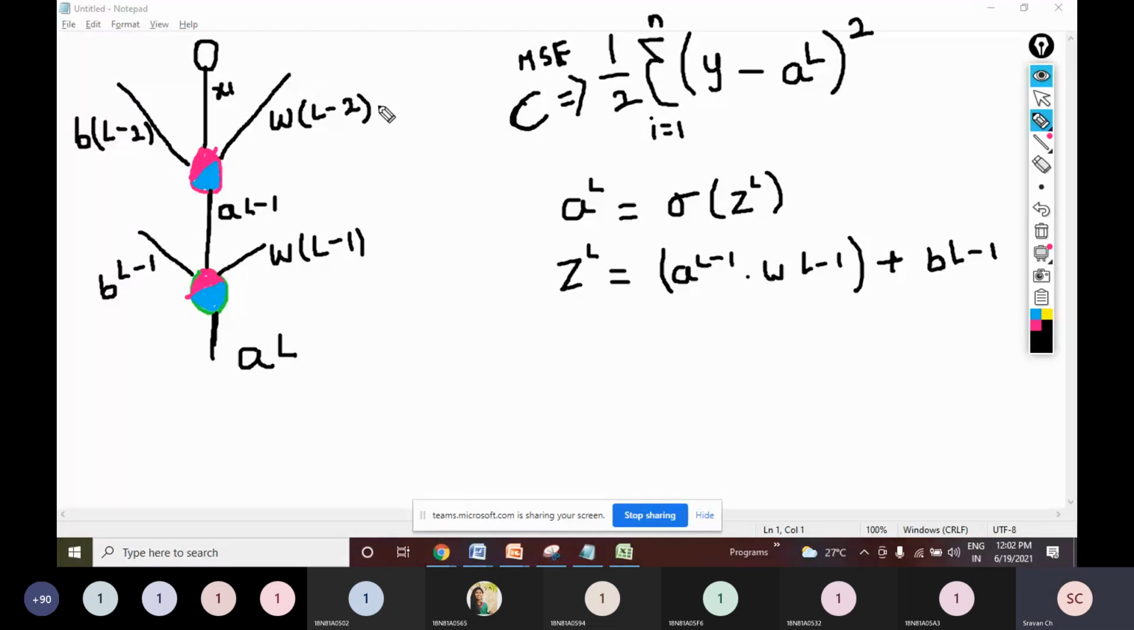So I am able to derive a formula for AL now. AL is nothing but the sigmoid function of ZL. What is ZL? This pink part is ZL, a linear function. AL minus 1 is one input, input and weight are multiplied, and bias is added. So I got the ZL function. Now what we want is to compute gradients.